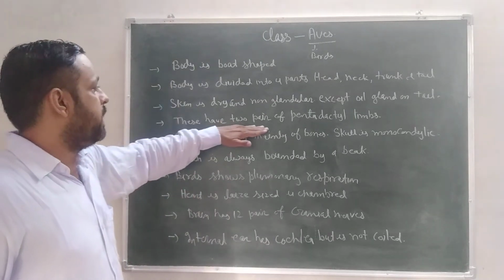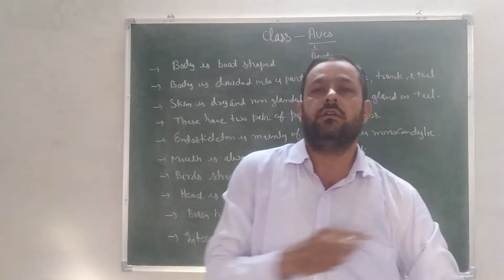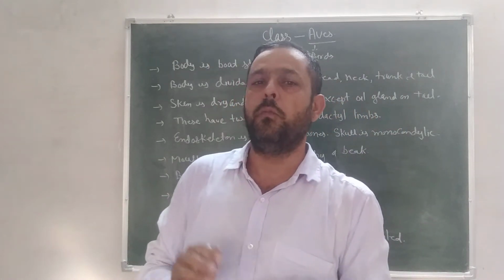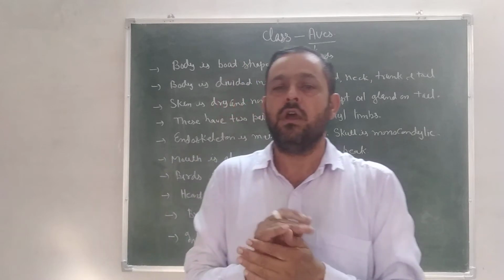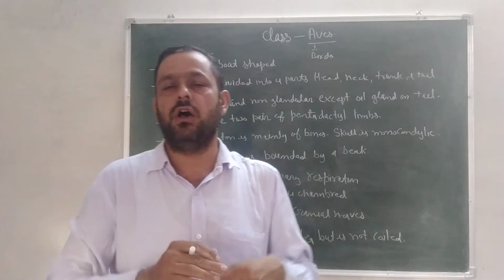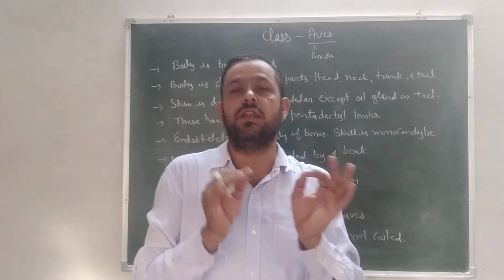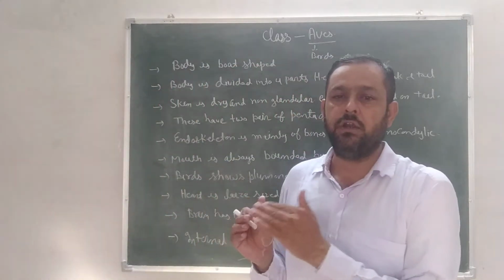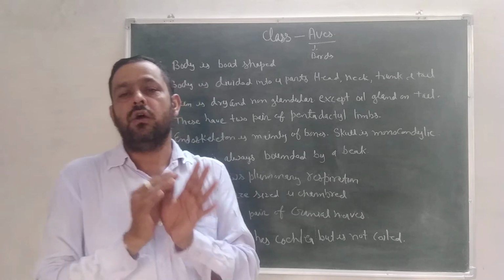These have two pairs of pentadactyl limbs, as we know, tetrapoda. Aves is also a class of tetrapoda, and tetrapoda means four pods or four legs are found in these animals. In aves, four limbs, two forelimbs and two hind limbs, are found. The forelimbs are modified into wings, and fingers are 3 in number but without claw. Hind limbs are modified for walking, swimming and running, and toes are 4 in number.